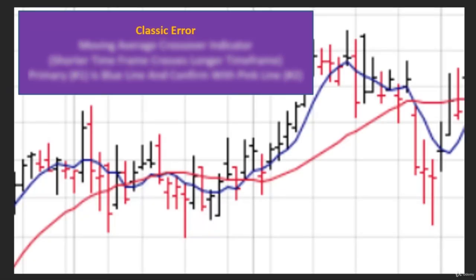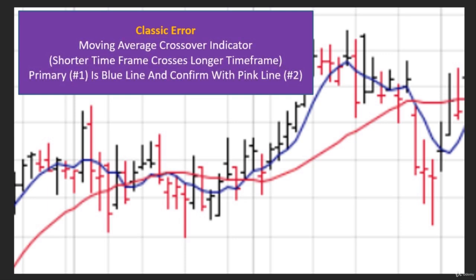So here's a classic error around that. Similar to the momentum example, a lot of folks will say, well, I love that moving average crossover indicator. So I'll use the shorter time frame as my primary, the blue line in this example, and I'll use the longer time frame, the pink line, as my secondary, my confirming one. Now, do you see the error in that? It's a pretty classic error, right?